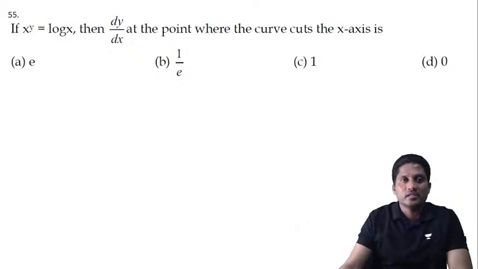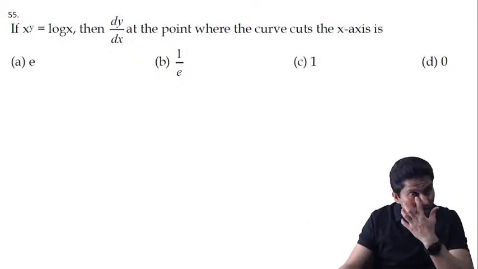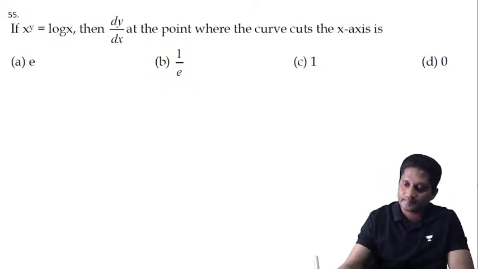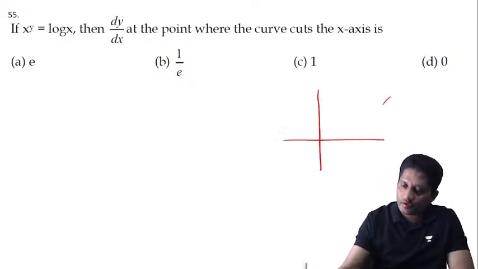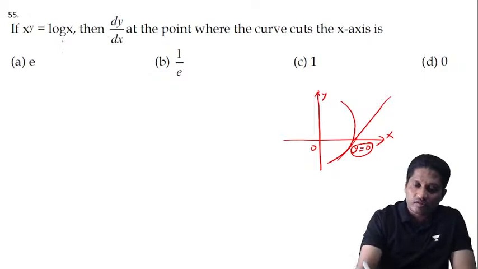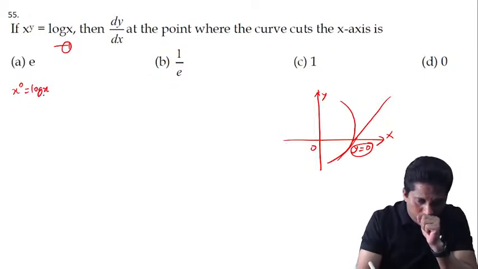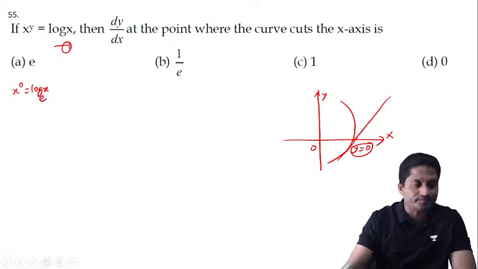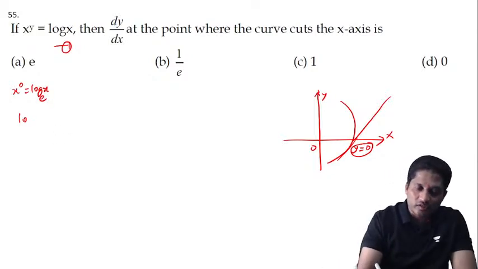Then dy by dx, x power y is equal to log x. I should find out dy by dx at the point where the curve cuts the x-axis. Whenever the curve crosses or cuts the x-axis, obviously y is equal to 0. Now if I put y is equal to 0 in equation 1, you get x power 0 is equal to log x, and it is understood it is the base e. Now this is log x to the base e. x power 0 is 1. So x is equal to e power 1, so x is equal to e.